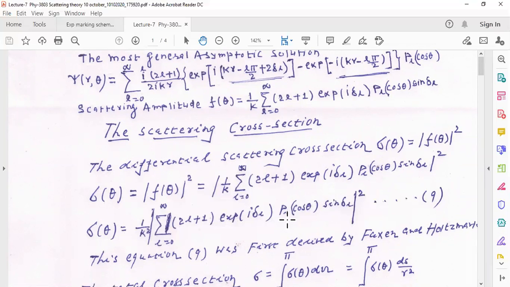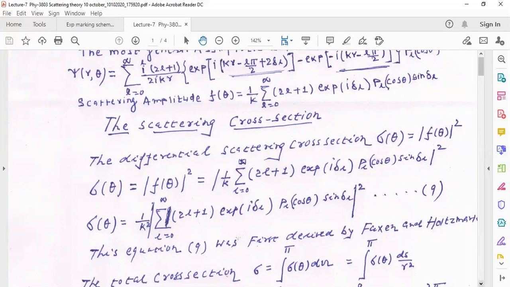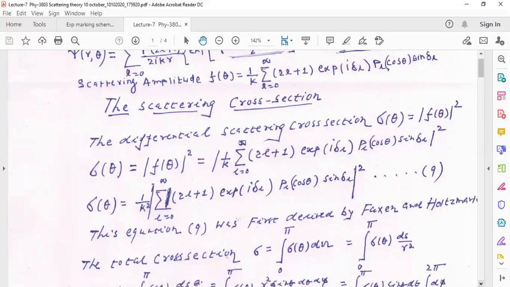This equation is known as the Fraunhofer-Holtzmark equation, because this equation was derived by Fraunhofer and Holtzmark. So please remember the equation name. And now we may proceed further. You see, once you know this expression, sigma theta is the differential scattering cross section.